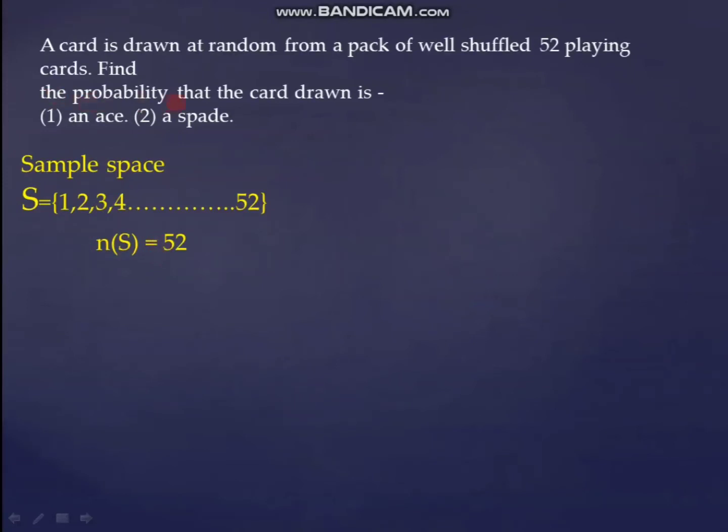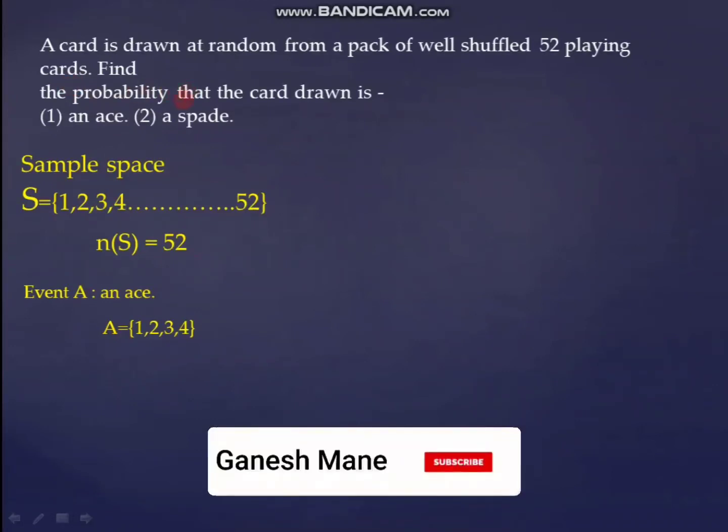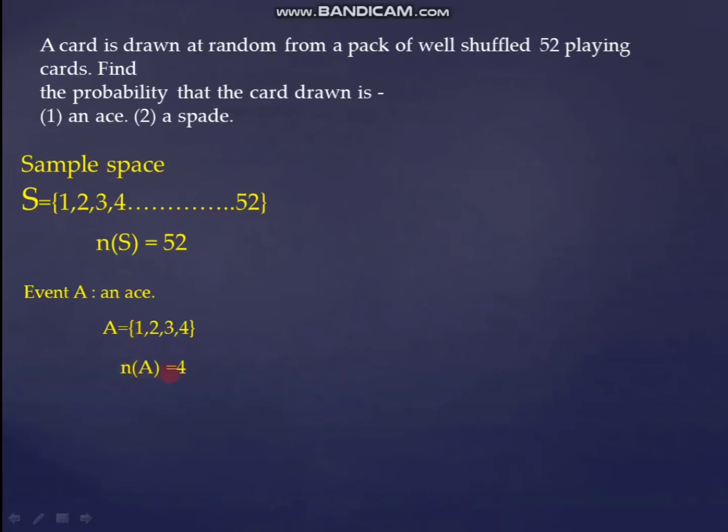We have to find the probability that the card drawn is an ace. So let us name this event as event A. We know that in any pack of 52 playing cards, there are 4 aces. So the card we have drawn can be any one card out of 4 aces, that is n of A must be equal to 4, and we can find the probability of it by the formula P of A is equal to n of A divided by n of S. N of A is 4 here, divided by n of S which is 52. So 4 divided by 52, if we simplify we get 1 by 13. So this is the probability of drawing an ace.